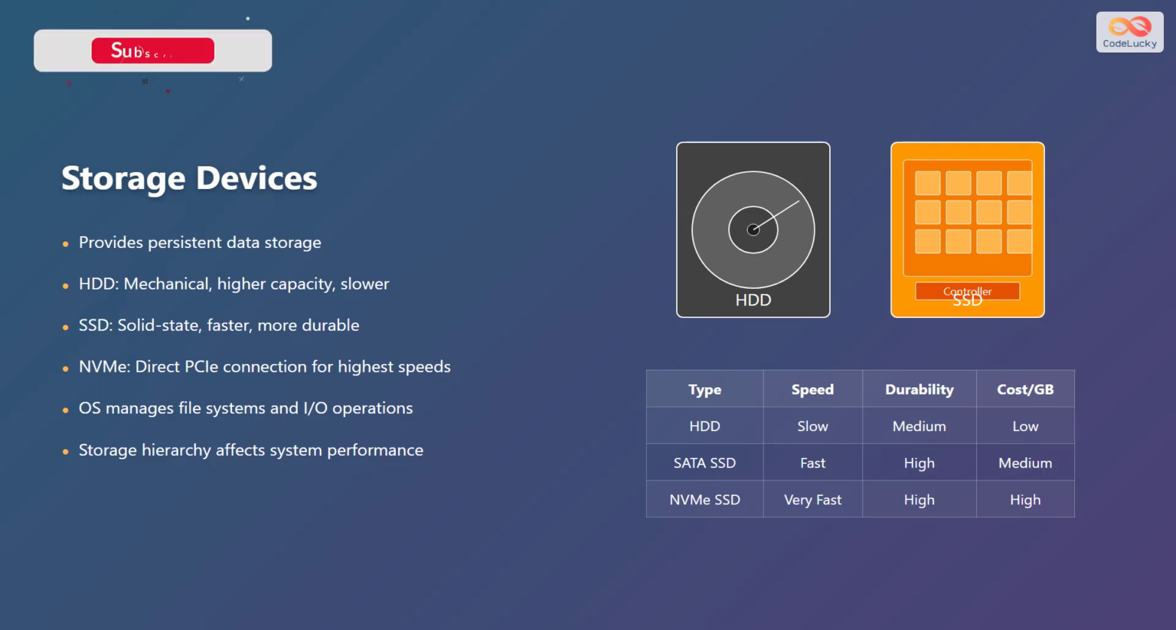The operating system manages file systems, which organize data on storage devices, and input-output, or I/O operations, which transfer data between storage devices and the CPU. The storage hierarchy, from fast cache to slower hard drives, significantly affects overall system performance.